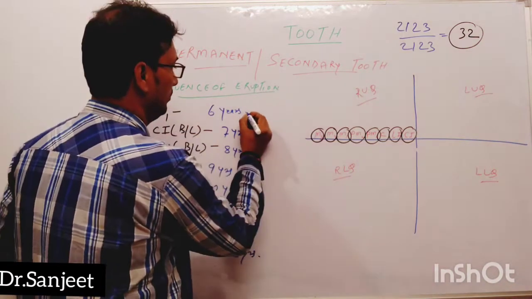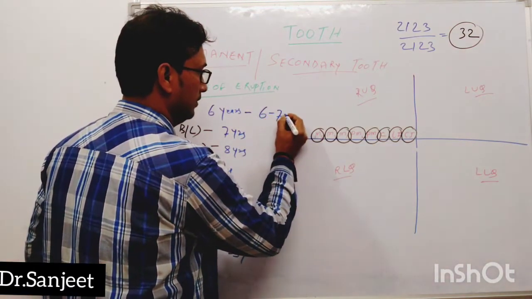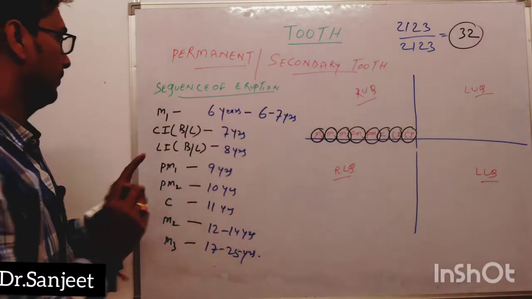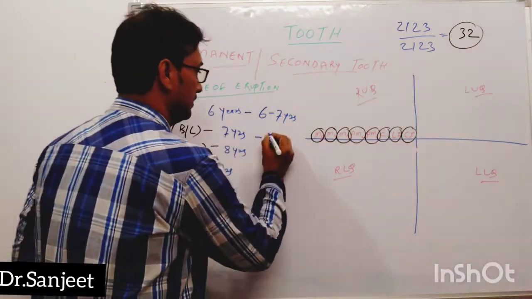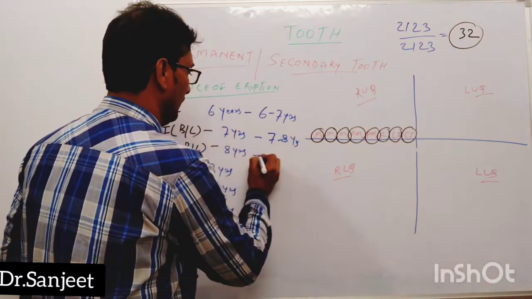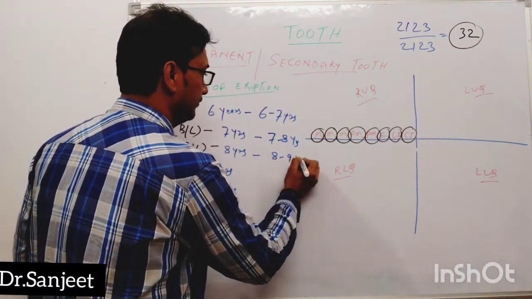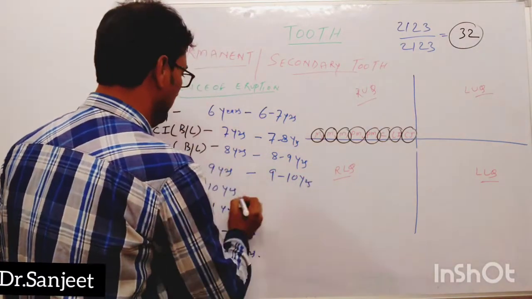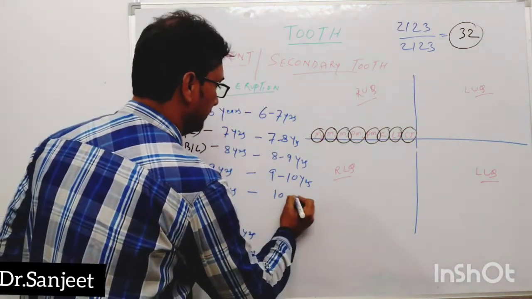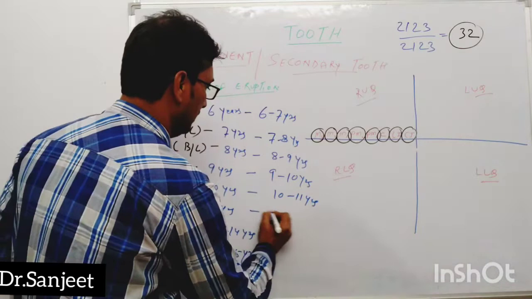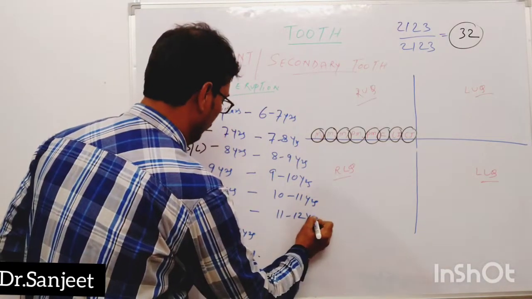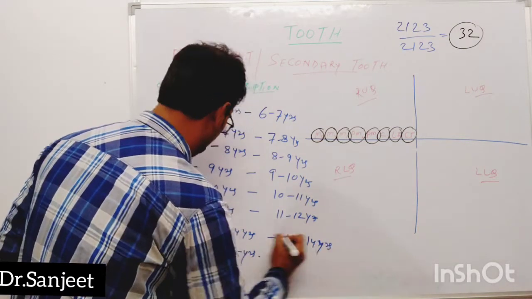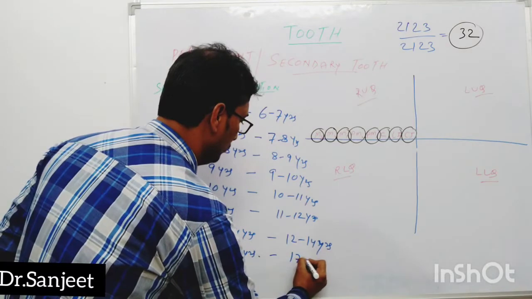But in viva, what you have to tell? You have to add 1 year more. For molar 1, it comes in 6 to 7 years. Then central incisor 7 to 8 years. Lateral incisor 8 to 9 years. Premolar 1 9 to 10 years. Premolar 2 10 to 11 years. Canine 11 to 12 years. Then molar 2 12 to 14 years. And molar 3 17 to 25 years.